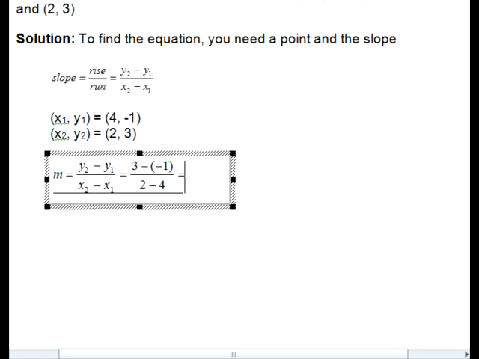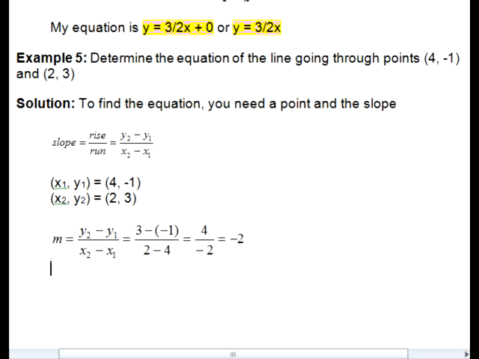Okay, so then just simplifying, 3 minus -1 should be 4, and 2 minus 4 should be -2, and then 4 divided by -2 is -2. So what we've actually done is we've found our slope now. So thus our slope is -2.